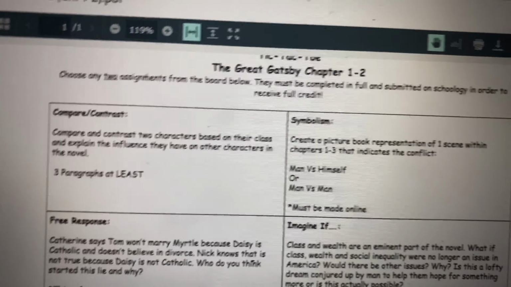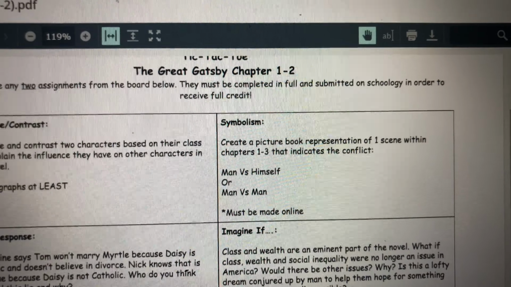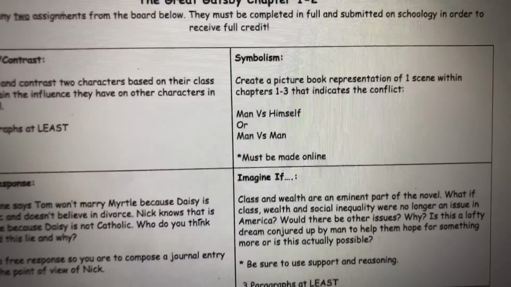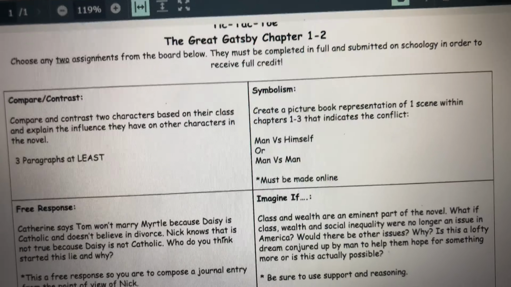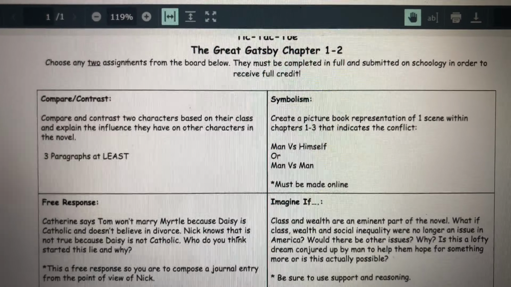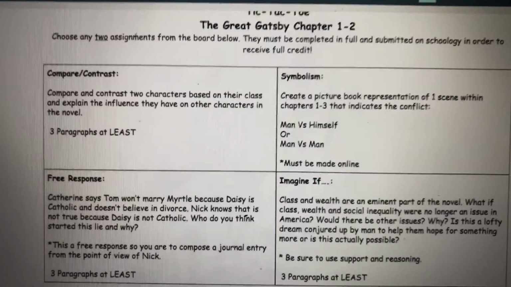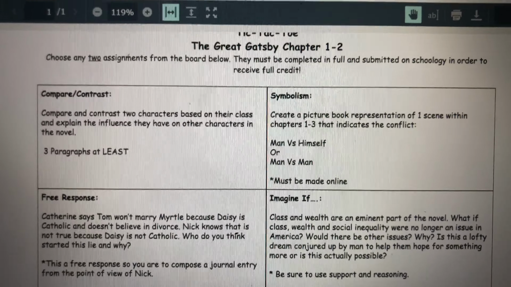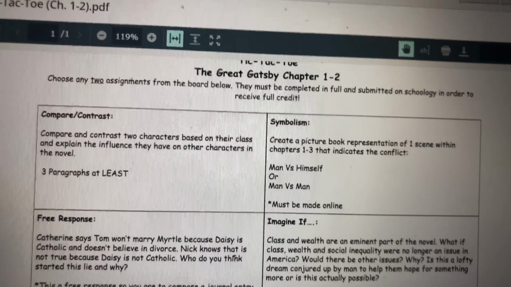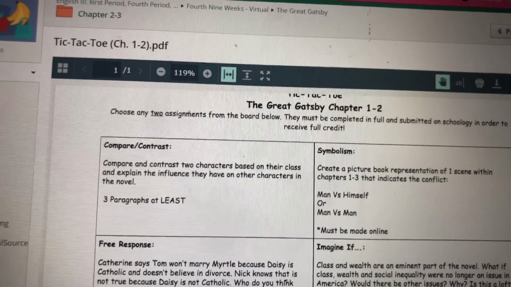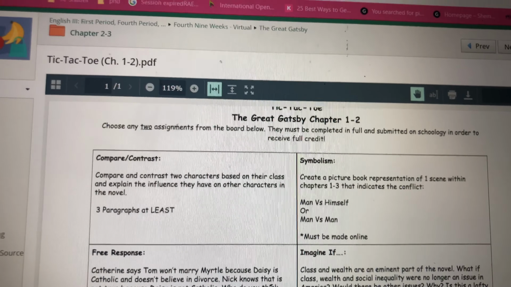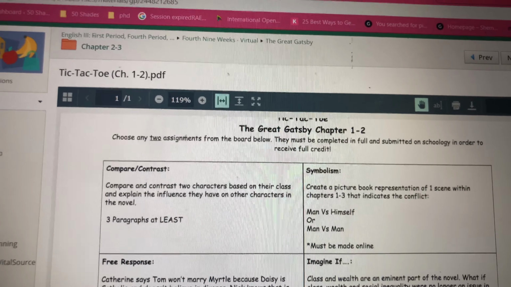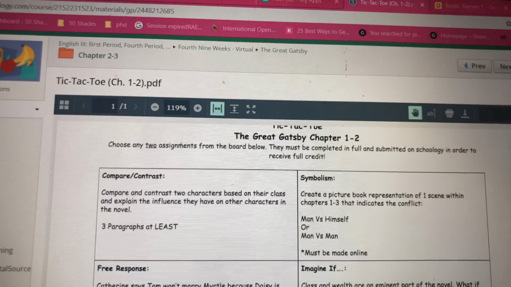For symbolism, y'all know what symbolism is, where it's like a symbol that has a meaning. For example, in America, the American flag or even an eagle is a symbol for freedom. Okay, so that's what symbolism means. So create a picture book representation of one scene within chapters 1 through 3 that indicates the conflict, man versus himself. Think about that in terms of internal conflict. Sometimes you may be battling something within your own self. That's what man versus himself is, or man versus man, which is a character versus another character.